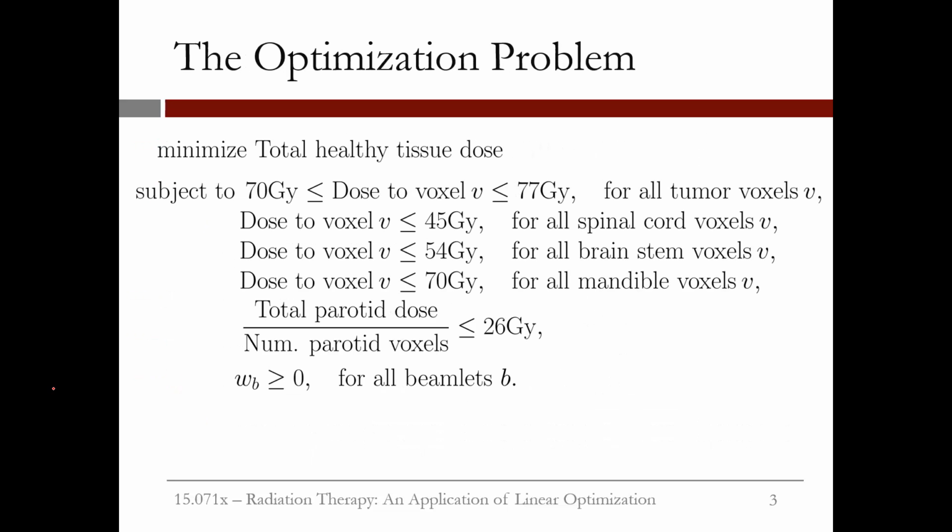So what is our optimization problem now? Again, our decisions are the intensities of the beamlets. Our objective is to minimize the total dose to healthy tissue. Our constraints are limits on the tumor dose and upper bounds for the spinal cord, brainstem, and mandible. We also have a constraint to limit the average parotid dose to 26 gray. Lastly, all of our intensities or decision variables should be non-negative.